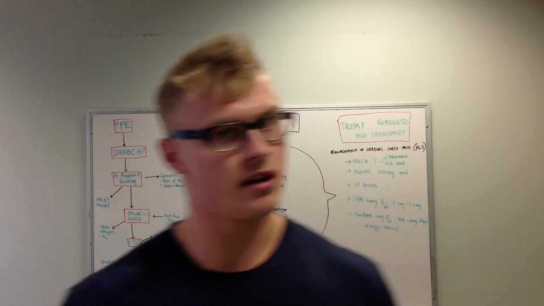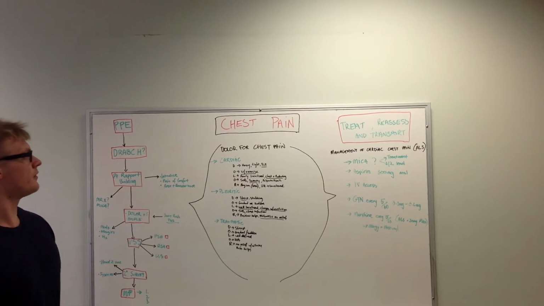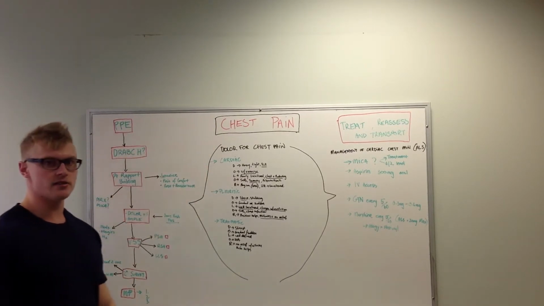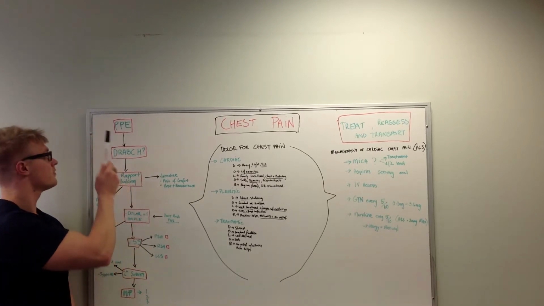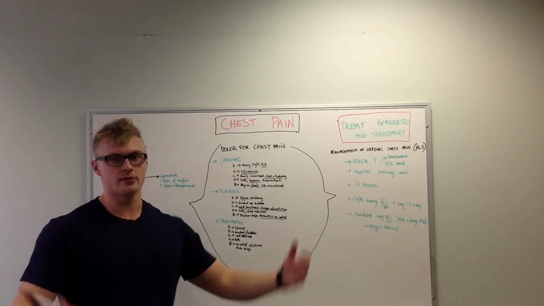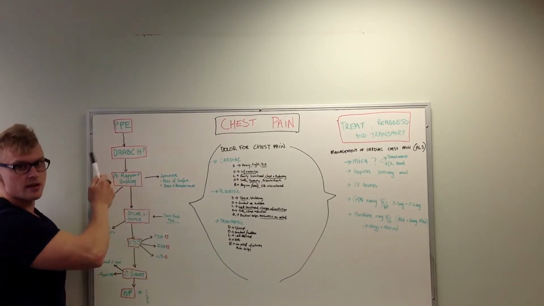Okay, so I'll start running through the flow diagram we've got here. Obviously we've been dispatched to a chest pain patient. With any case, we've got to make sure we've got our personal protective equipment. That's not just for us, but for the patient, as well as not failing the OSCE. Then we go through our DRABCD.